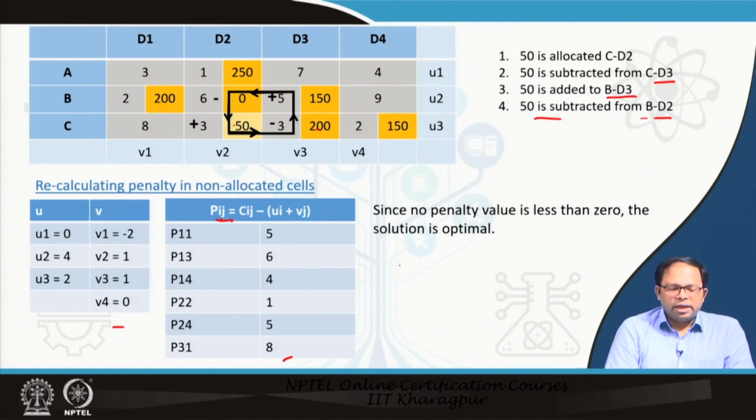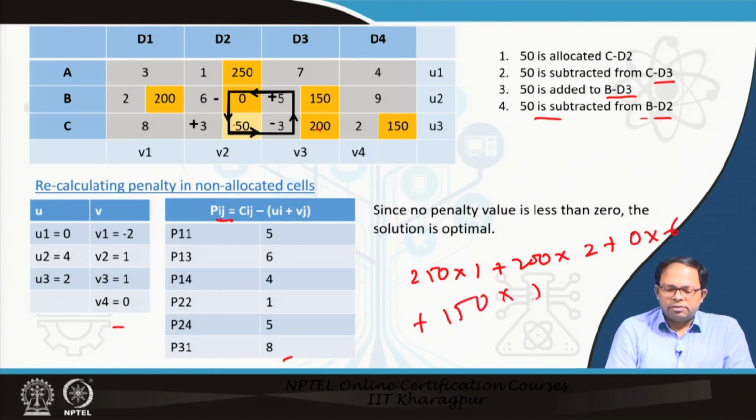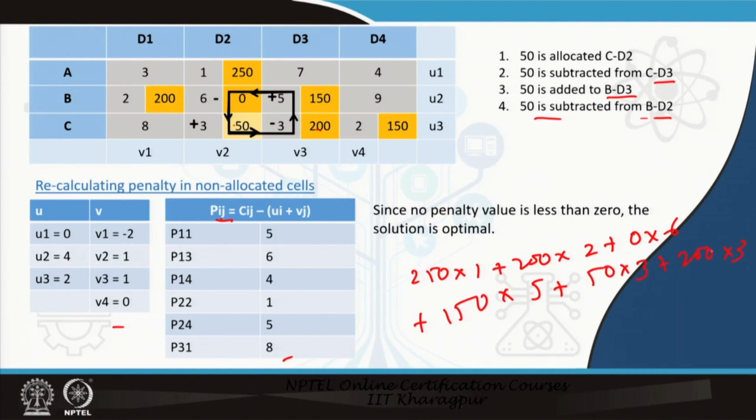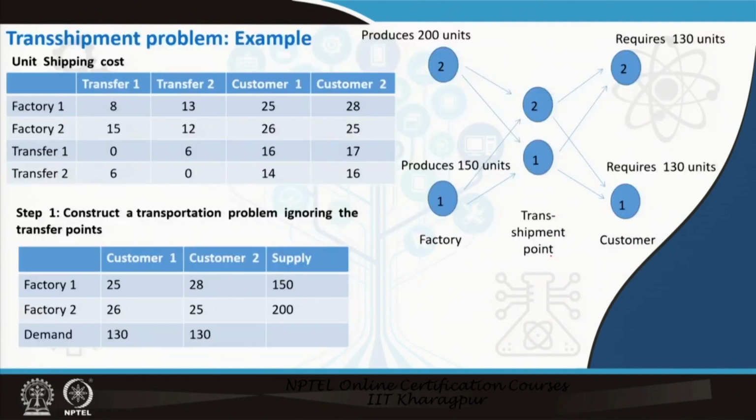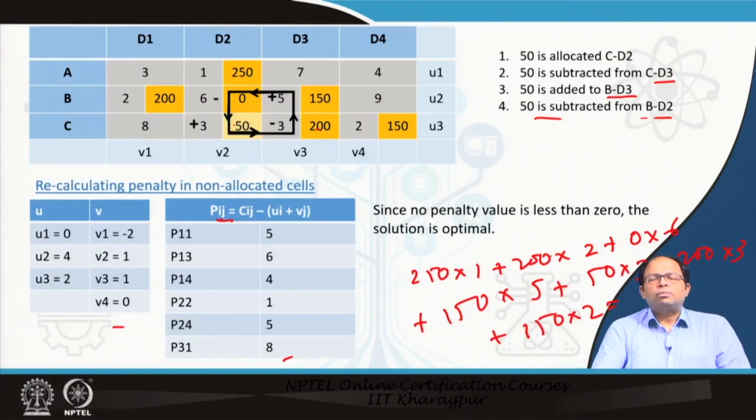So the optimal solution is 250 into 1 plus 200 into 2 plus 0 into 6 plus 150 into 5 plus 50 into 3 plus 200 into 3 plus 150 into 2. This is the final cost, and this is the minimum cost. So this is how we solve the transportation problem.